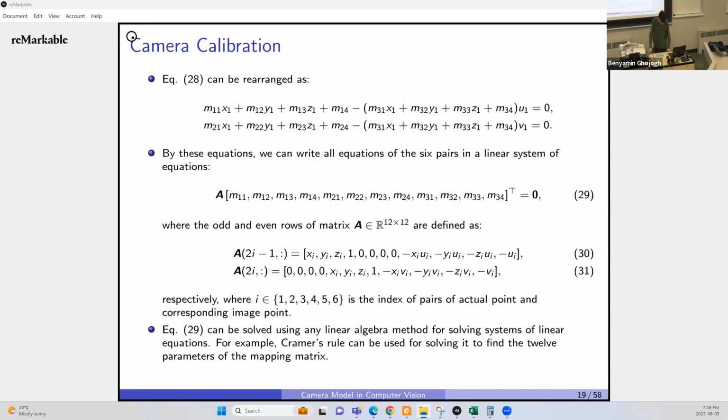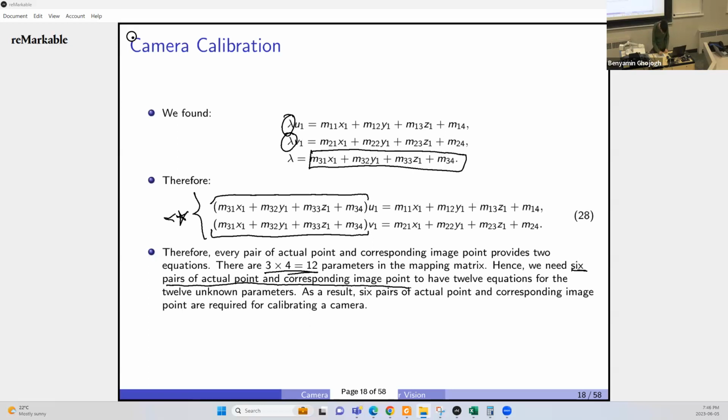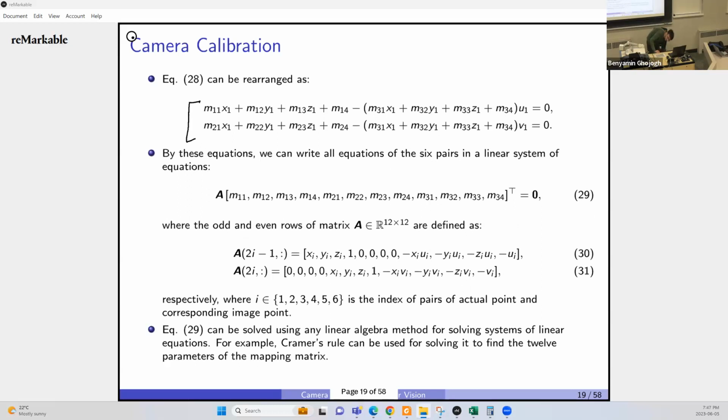Okay, now equation 28, which we found here, let's rearrange it. So bring one side to the other one. These can be rearranged as this. By these equations, we can write all equations of the 6 pairs in a linear system of equations. So these are our unknowns, and this is the matrix of the coefficients, right? So A will be 12 by 12. The odd and even rows of matrix A are these. So these are the odd ones, these are the even ones. i goes from 1 to 6. This is the index of the pair.